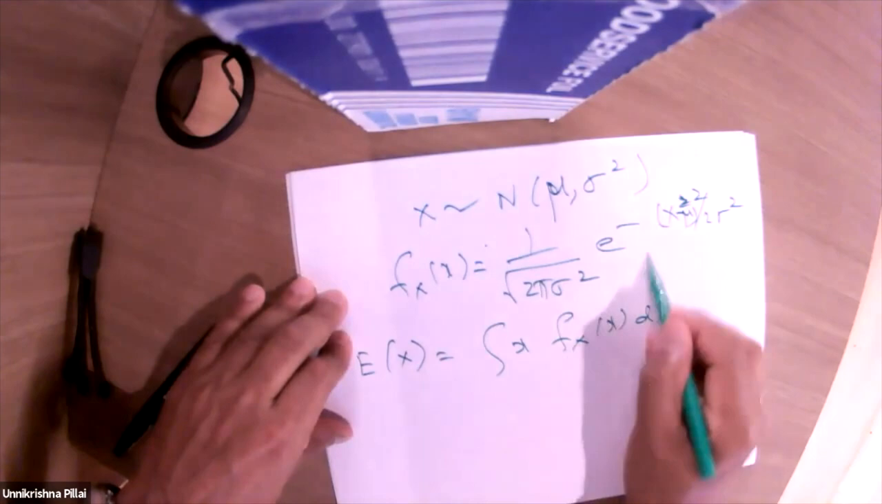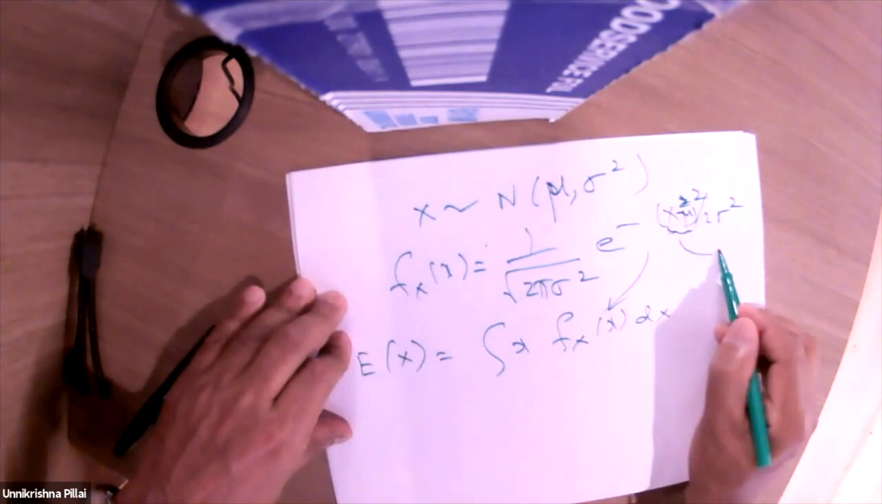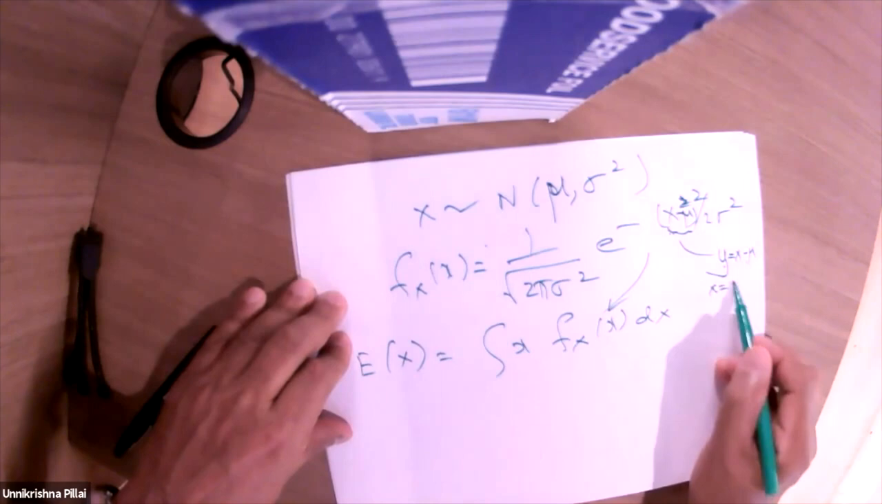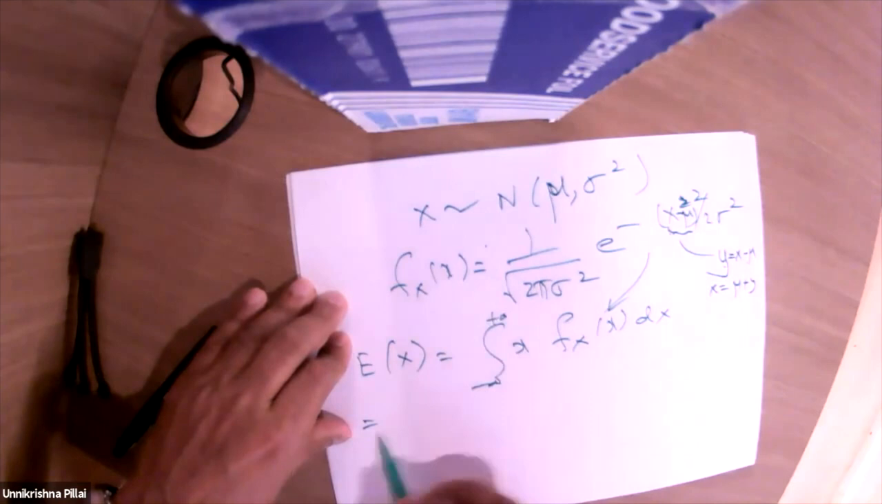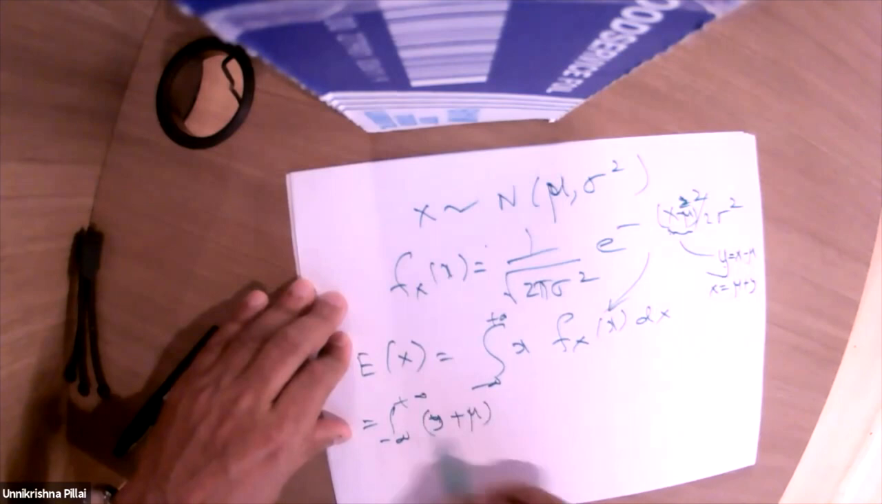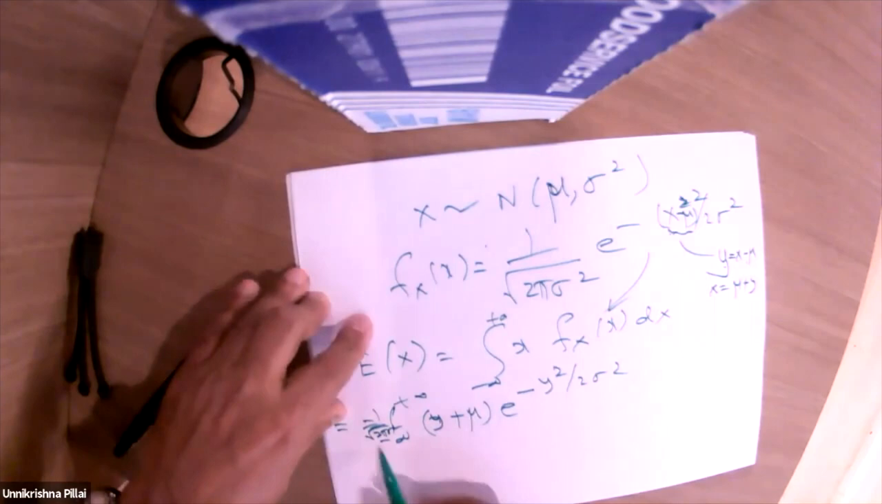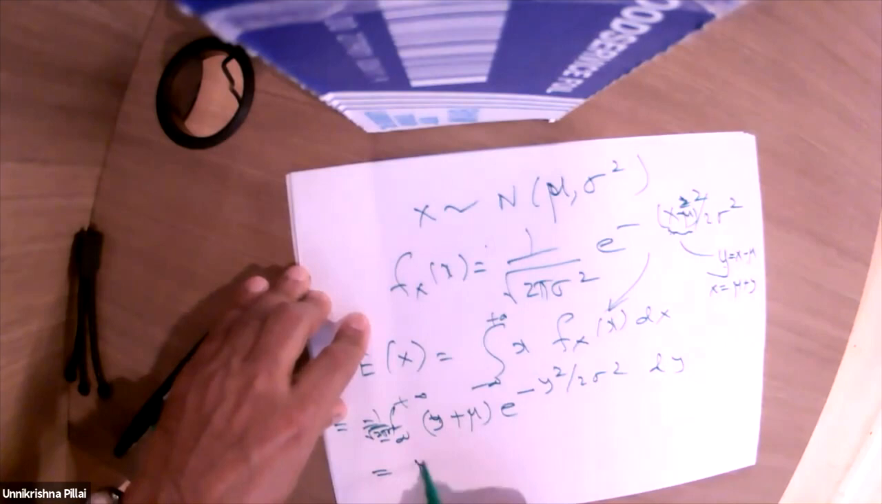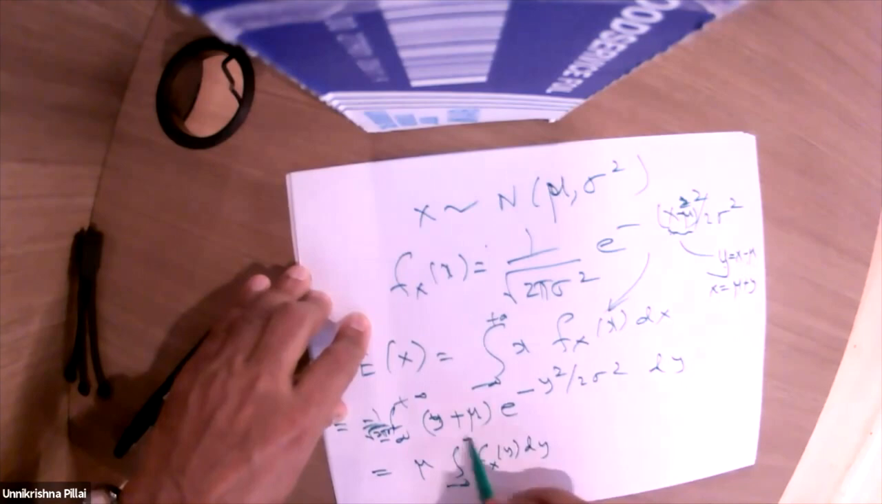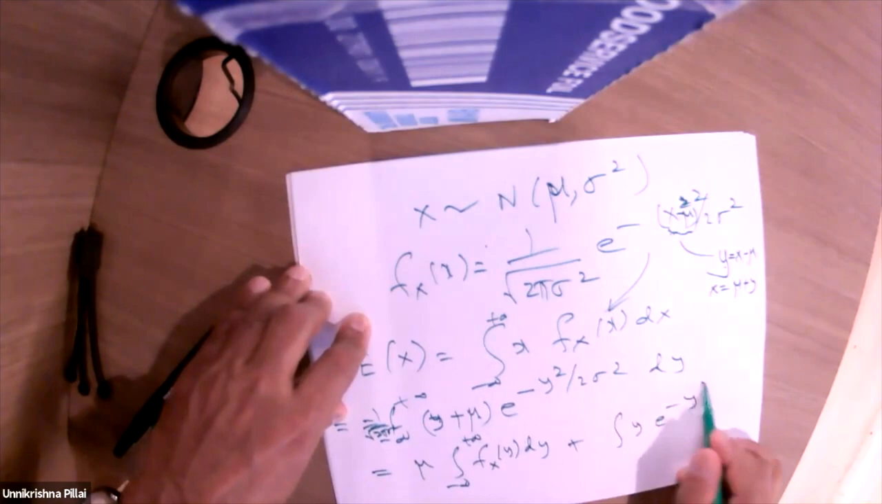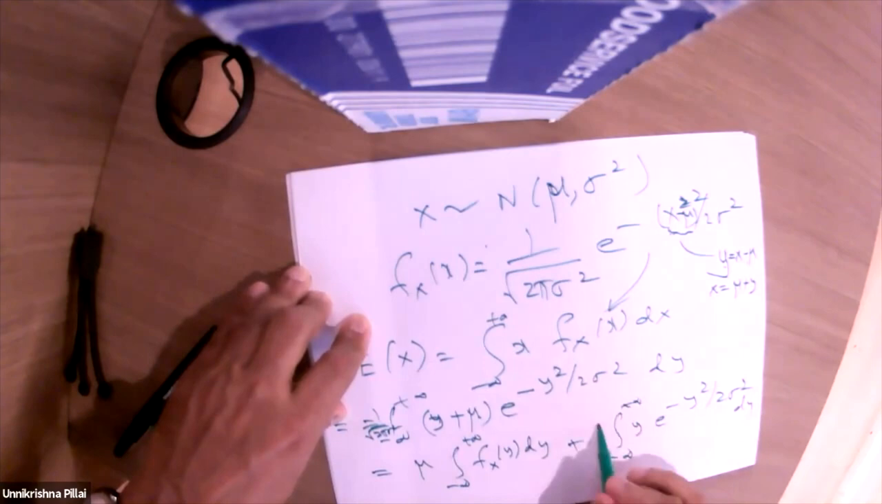So f_X(x) is this quantity, and I am going to substitute X minus mu to be some y. So y is X minus mu, so X is mu plus y. When I rewrite, remember the limits will be the same. So this will become y plus mu, then you have e raised to minus y squared over 2 sigma squared, and there's a constant outside here, 1 over the square root of 2 pi sigma squared. If I expand this, dx is dy, so I have two terms. One term is mu multiplied by the density function evaluated at y, from minus infinity to plus infinity. The other one turns out to be the integral of y e raised to minus y squared over 2 sigma squared dy with a constant outside.